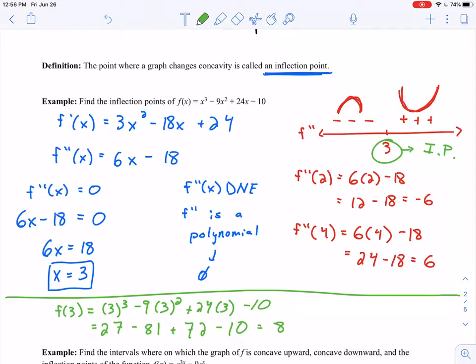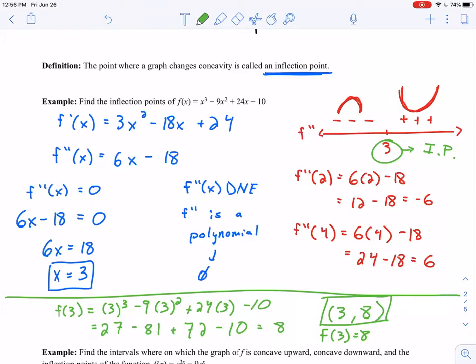So that means I have an inflection point at (3, 8). Or you can say f of 3 is equal to 8. Usually for inflection points, I will just give the ordered pair. So I'll just say, hey, I have an inflection point at (3, 8).